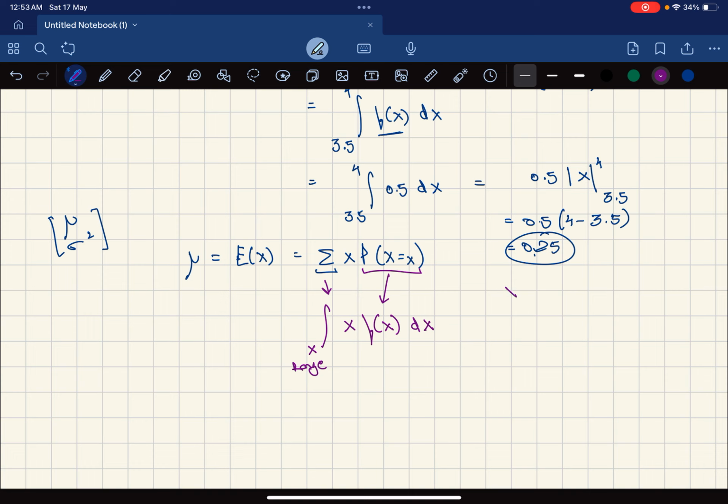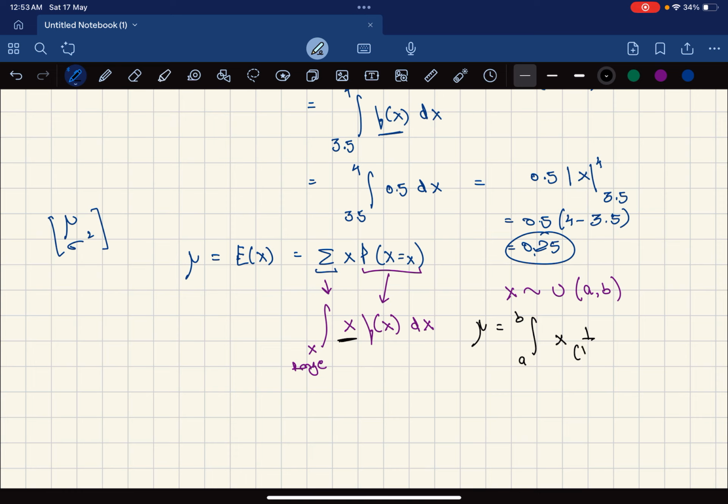Now let us say we are again given a distribution U(a, b). So this is a uniform distribution from x equal to a, the smallest value, to x equal to b, the largest value of the uniform distribution. For this, we calculate the mean value as the integral from a to b of x times f(x), where f(x) was defined as 1 upon b minus a, and we put dx here. So we can bring out the constant 1 upon b minus a, integral a to b x dx.